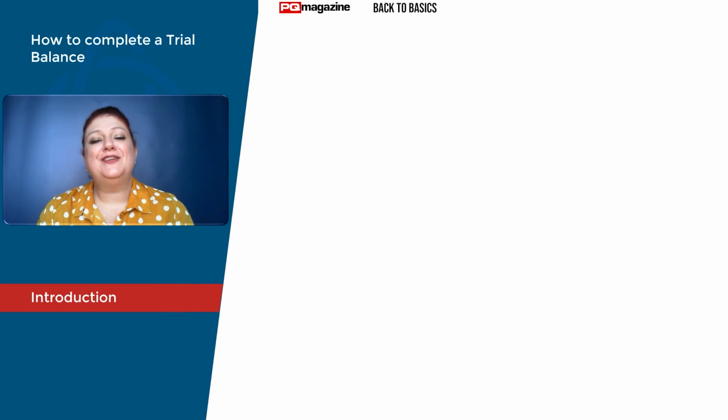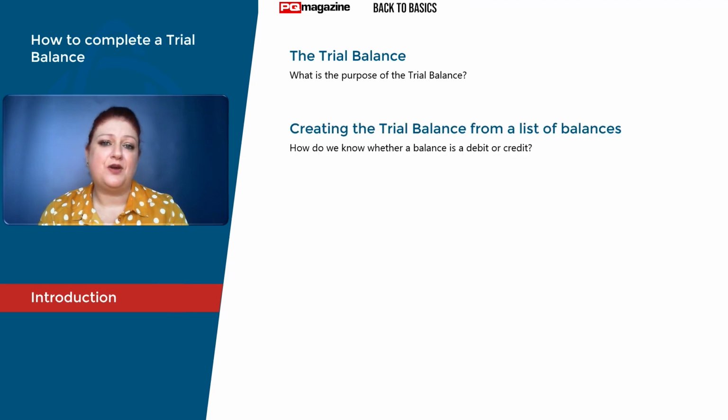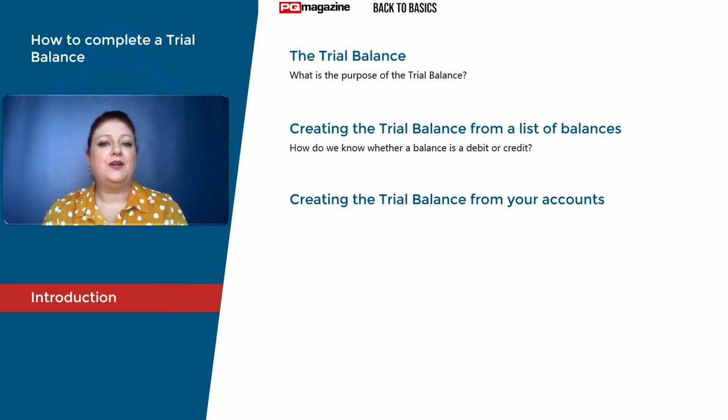Okay, before we can look at how to complete it, we need to understand why we're doing it. So what is the purpose of the trial balance? Next, we'll be looking at how to complete the trial balance from a list of balances. How do we determine which balance is a debit and which is a credit? And then finally, we'll look at completing a trial balance from a set of accounts.